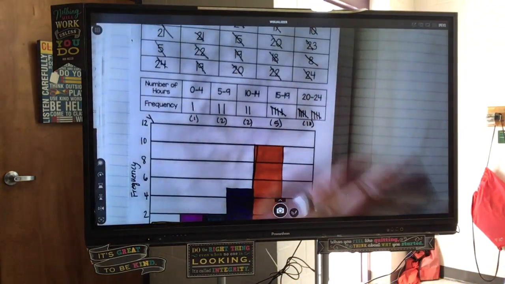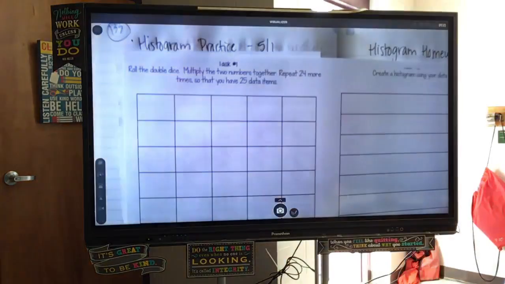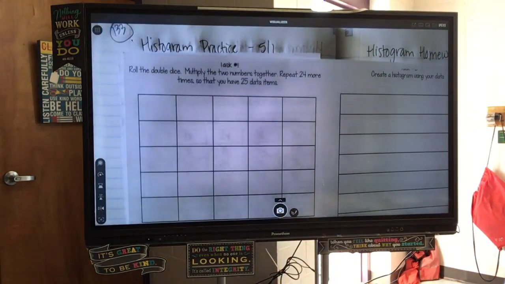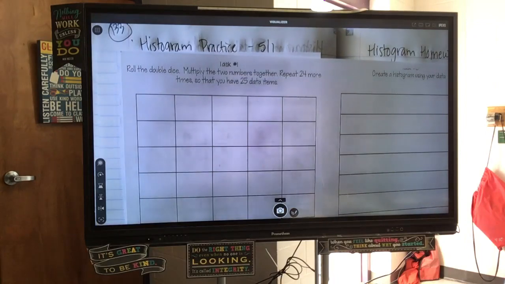Alright, so go ahead and get out this sheet that I just passed out. This is going to be the homework that you guys are going to hopefully have time to get done in class today. Alright, so it says roll the double die, which is one of these, so it's got 2 dice in it. It says multiply the 2 numbers together, repeat 24 more times so that you have 25 data points.